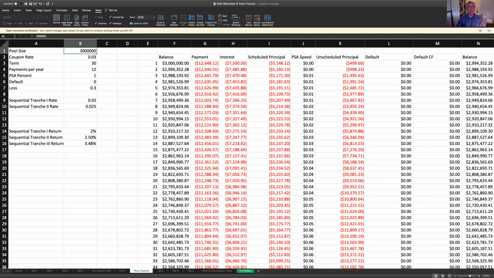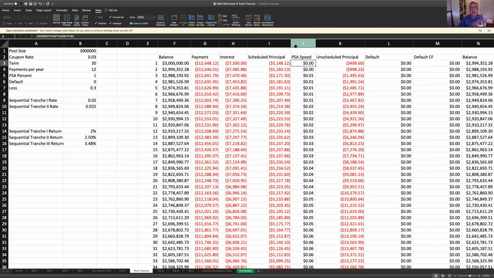Okay, so let's start with looking at a basic MBS setup. We've looked at a number of these before, but when we're doing tranching, a really easy way to set it up is the way we've set it up before. We just look at all of the underlying pool with a balance. We compute the payment for that balance, the interest rate, the scheduled principal. We have a PSA speed.